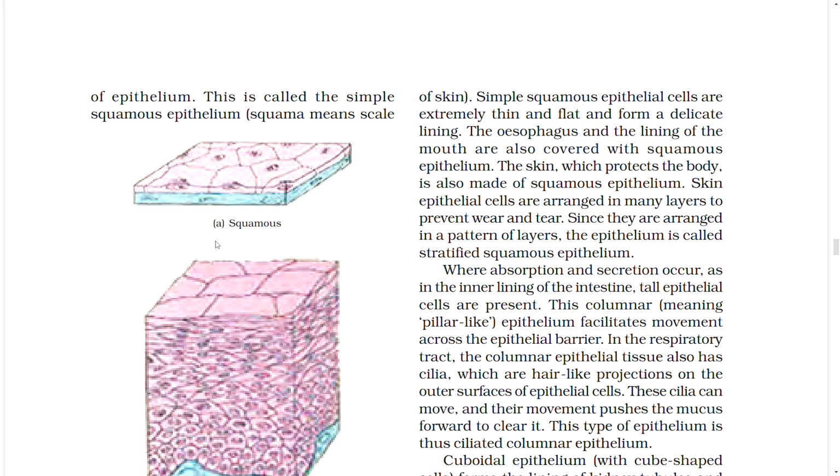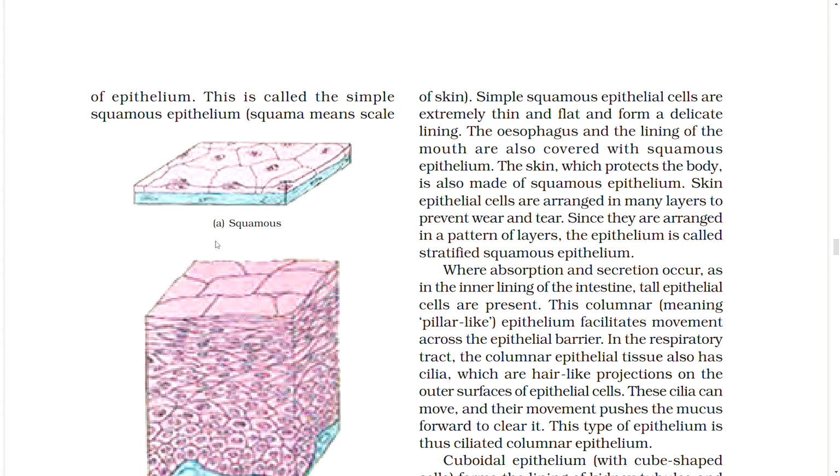The skin epithelial cells are arranged in many layers to prevent wear and tear. Since they are arranged in a pattern of layers, the epithelium is called a stratified squamous epithelium. Where absorption and secretion occur, as in the inner lining of the intestine, tall epithelium cells are present. This columnar, meaning pillar-like, epithelium facilitates movement across the epithelial barrier.